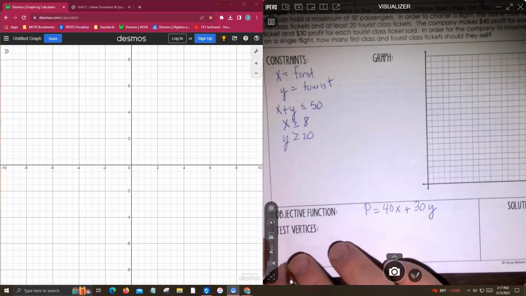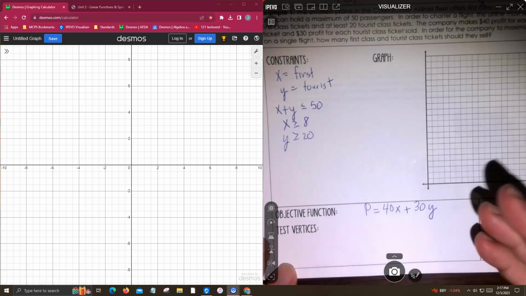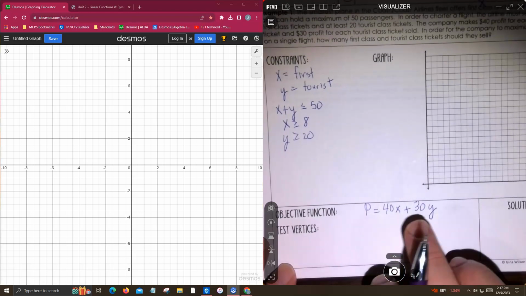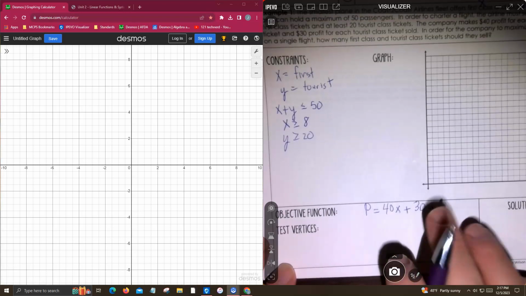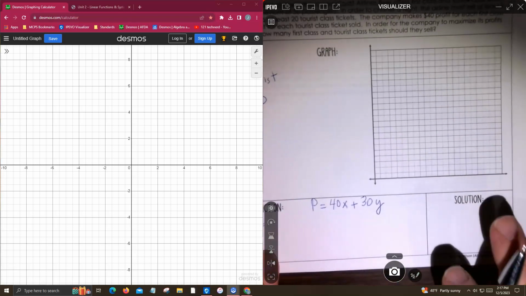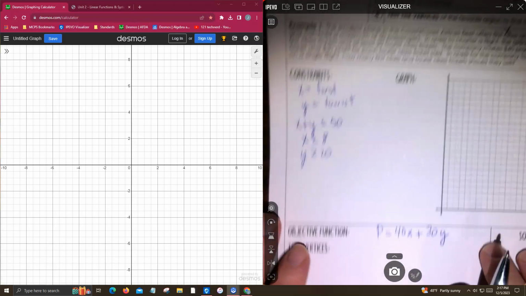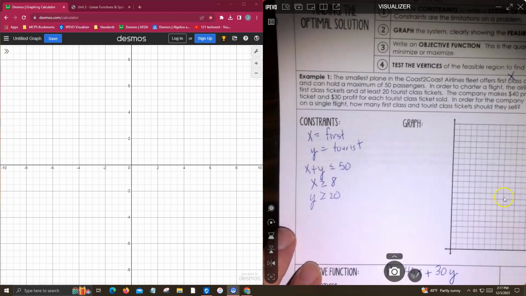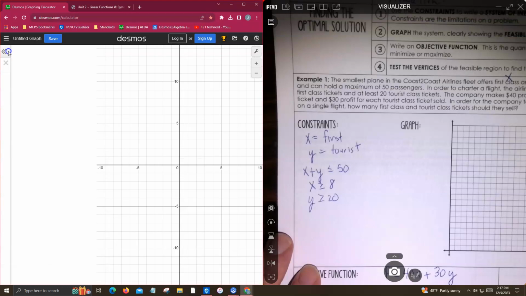All right, so when we get our different vertices, again, I told you it was going to make a triangle, so we're going to have 3 to test. Whichever one gives us the biggest profit is the answer to the problem. So we're going to put these into Desmos over here. Let me go over to Desmos and plug in these 3 things.